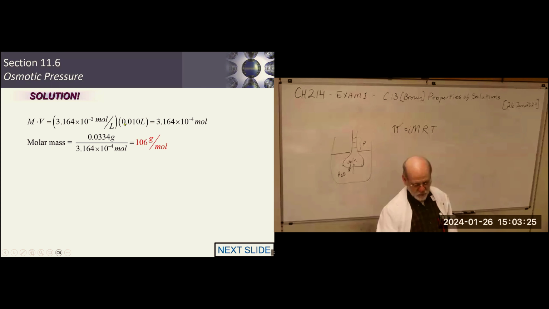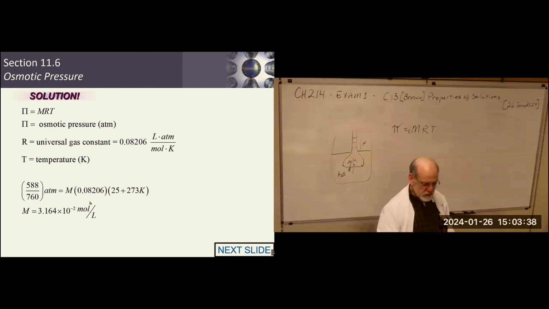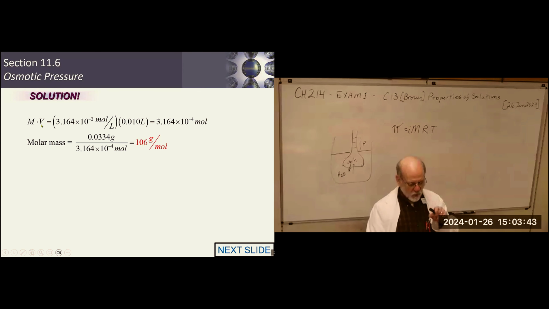Okay, so this is moles per liter. Let's see, are we given volume too? Yeah, 10 milliliters of water. The compound is dissolved in 10 milliliters of water. So what we want to do is use this molar concentration to determine what are the actual numbers of moles of the compound.